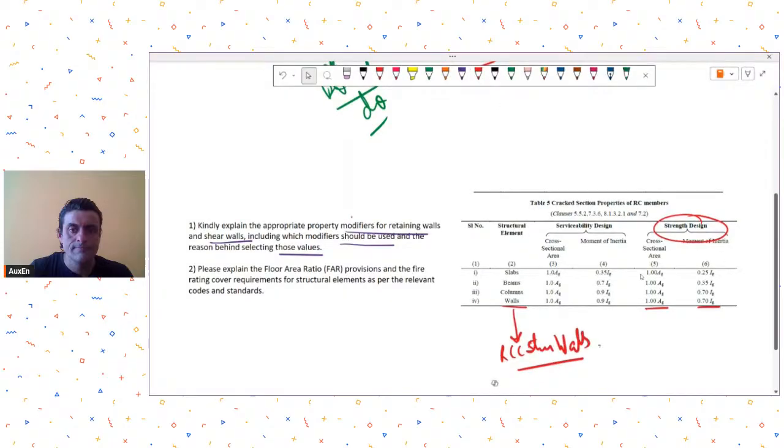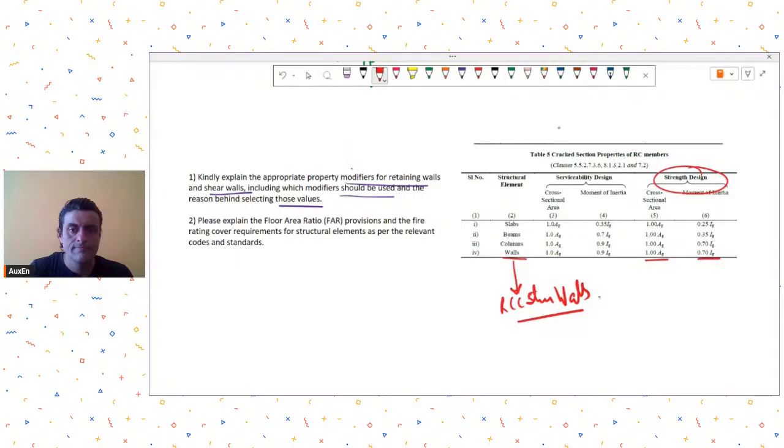And these modifiers are the modifiers for moment of inertia. So they are to be assigned to your flexural action, or let's say the moment of inertia has to be reduced by this value. So you may use this for shear walls, including which modifier should be used and the reason behind. So the reason is this code has given you this value, use it.